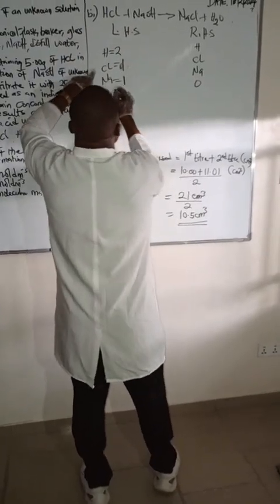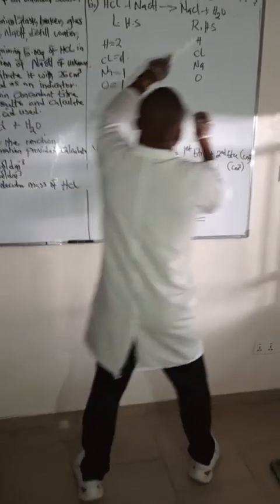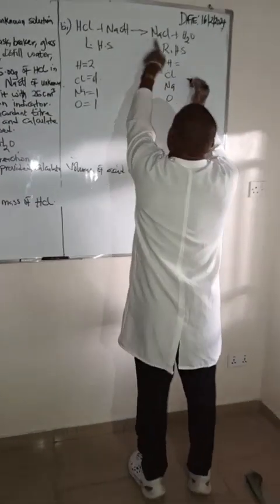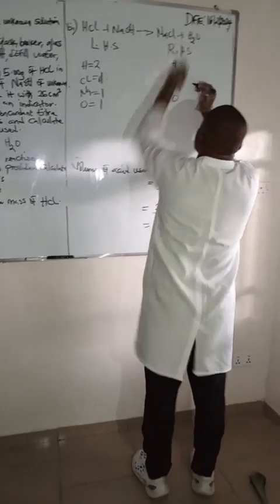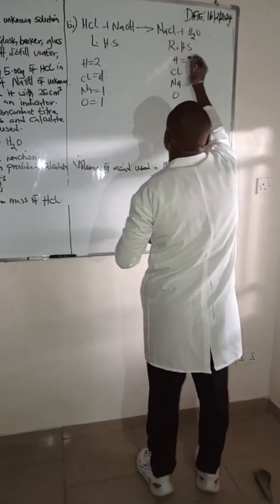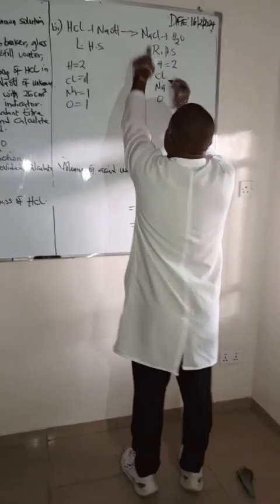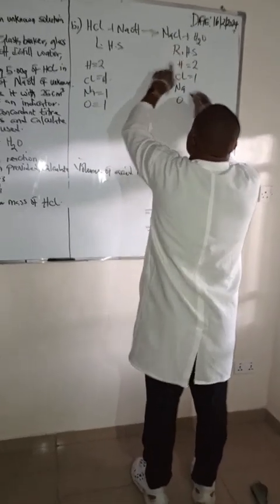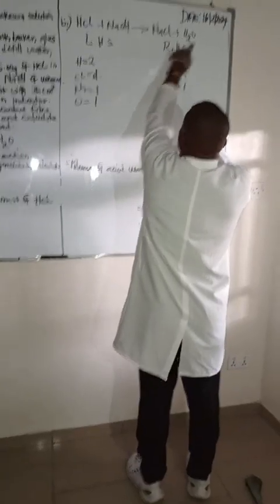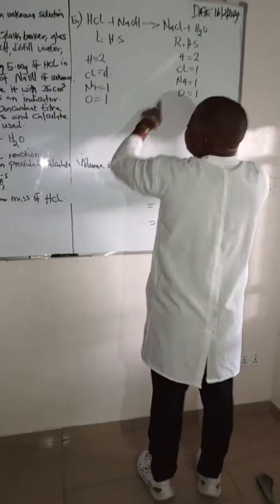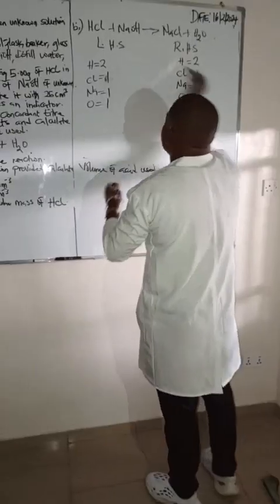Oxygen is 1 atom. On the right-hand side, hydrogen here is 2. H2 means 2 atoms of hydrogen, so it's 2. Chlorine is 1. Sodium is also 1. Then oxygen is also 1. So this is equal to this.